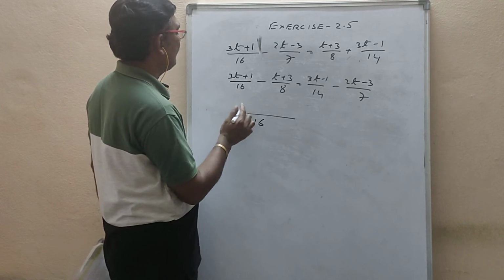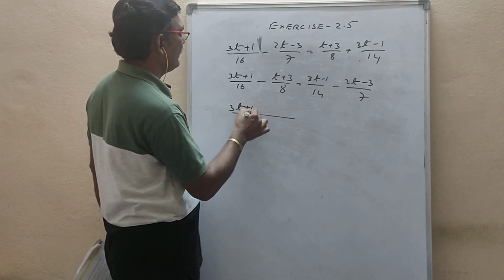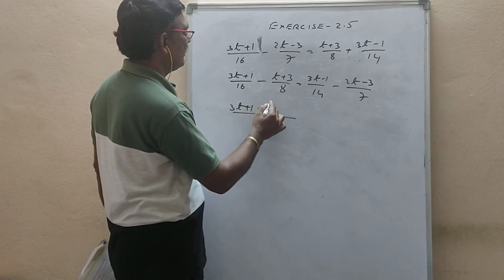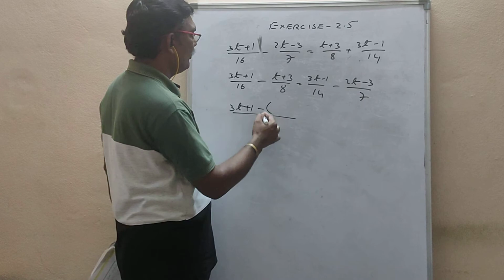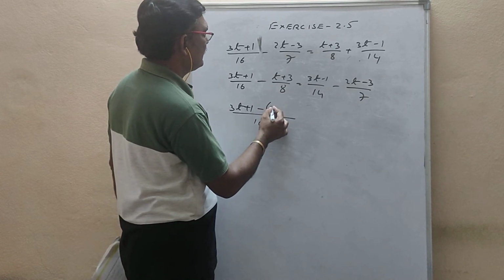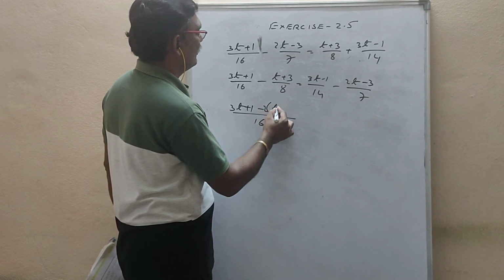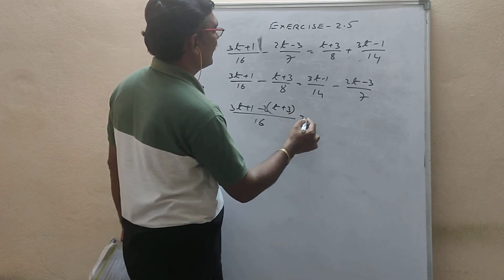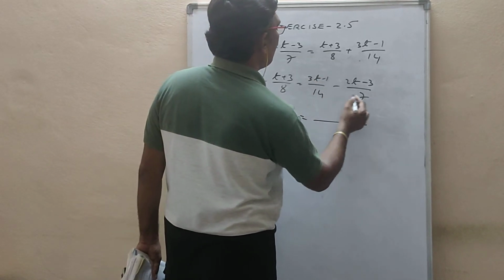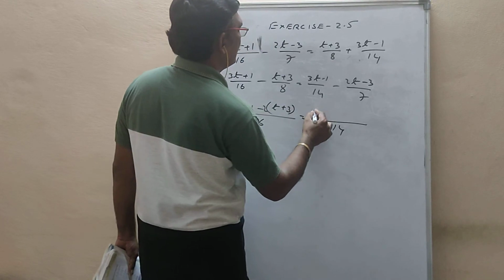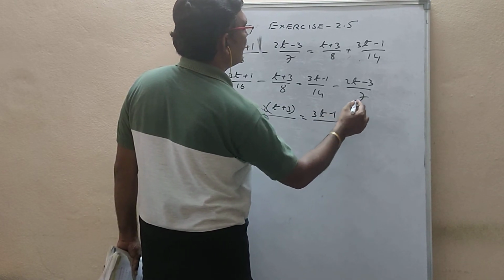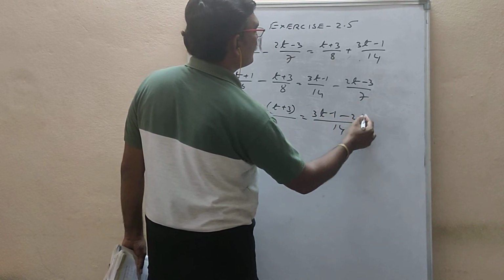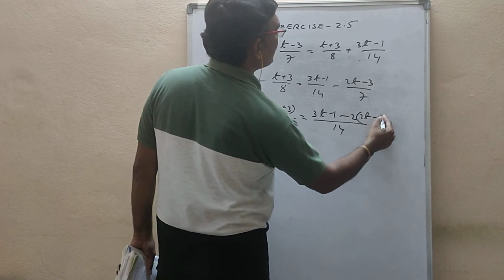16 is the LCM for these two. So 16 one time will go, means 3t plus 1 I have to write, minus, within brackets I have to write, 8 how many times will go? 2 times, that is 2 into t plus 3, is equal to, LCM for 14 and 7 is 14. Again 3t minus 1 will come. 7 how many times will go? 2 times. 2 into numerator, 2t minus 3.